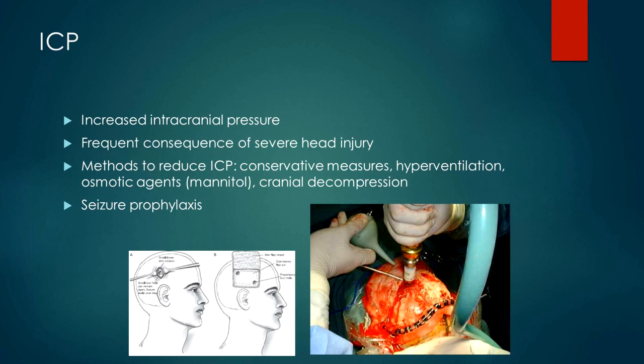You can use osmotic agents such as mannitol or 3% hypertonic saline. Those draw water from the cells into the vascular spaces, reducing brain volume, which reduces intracranial pressure. And then there's cranial decompression, which is either burr holes or craniotomy. And then, of course, you want to make sure that you're doing appropriate seizure prophylaxis. Most trauma surgeons and neurosurgeons are using Keppra for seizure prophylaxis in TBIs now.